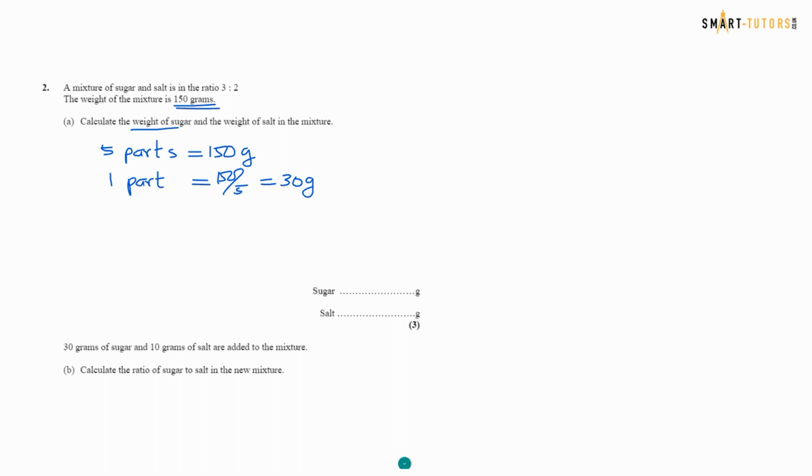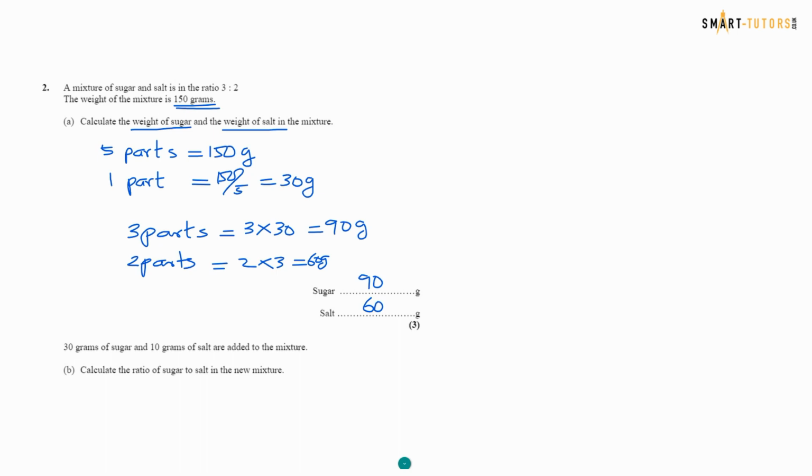Calculate the weight of sugar and the weight of salt in the mixture. So the weight of the sugar is 3 parts. So 3 parts equal 3 times 30, which is 90 grams. So sugar is 90 grams. And the next one, 2 parts is the salt, 2 times 30, which is 60 grams.